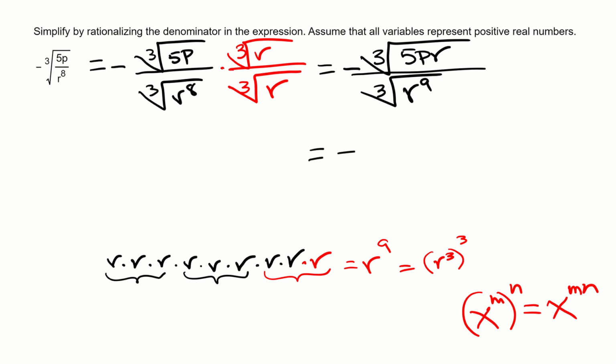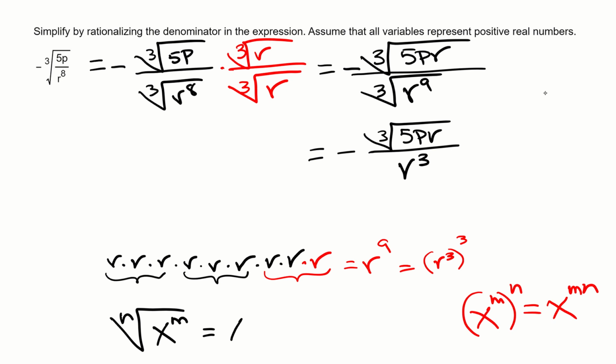So we get negative cube root of 5pr over, now we know what the cube root of r to the 9 is. It's the number we have to cube to get r to the 9, and as we saw down here, that's going to be r cubed. Now, the easiest way to get that, of course, is to divide 9 by 3. Remember, we had this nice rule, the nth root of x to the m equals x to the m over n. So we can use that rule to get this, or we can just reason it out.